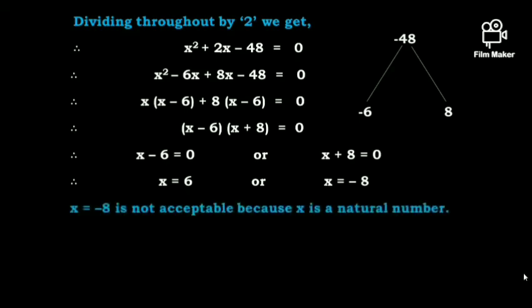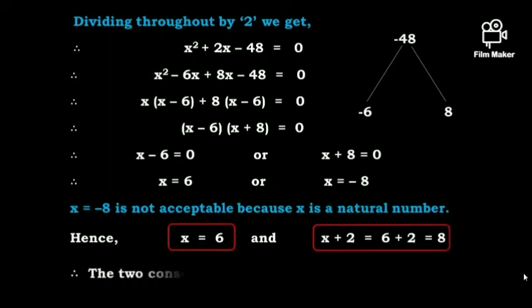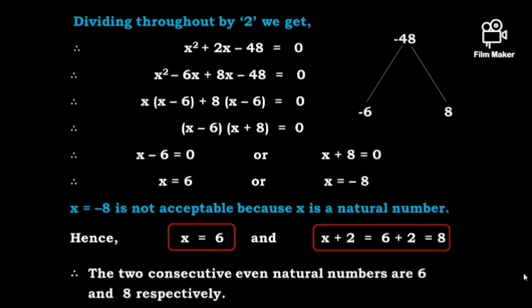One is positive, one is negative. But x equal to minus 8 is not acceptable because x is a natural number. That's what you can take. x equal to 6 is the suitable root. So x equal to 6, then the second number x plus 2 is 6 plus 2 equal to 8. These two are the required numbers, 6 and 8. The two consecutive even natural numbers are 6 and 8 respectively.